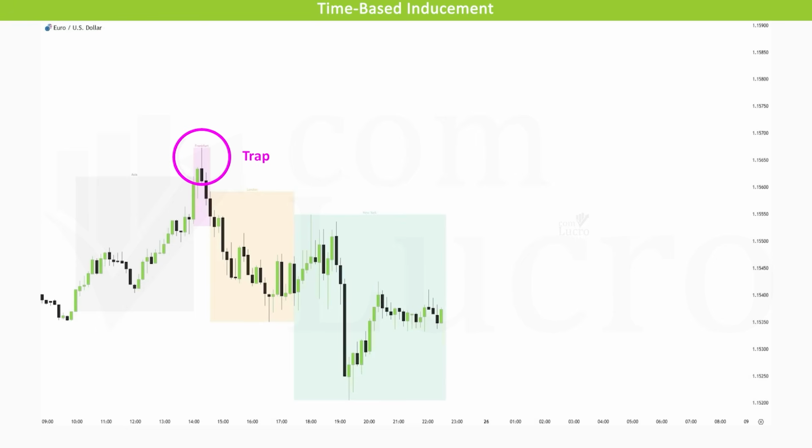Time-based inducement refers to situations where the market creates a trap move during high-volume time windows, typically right before or right after a major session open. This type of inducement is one of the most powerful because it happens every single day, and it offers one of the best opportunities to build a clear trading plan and stay aligned with institutional money.